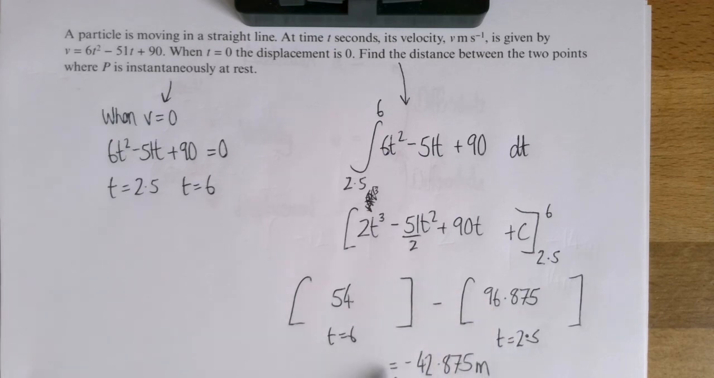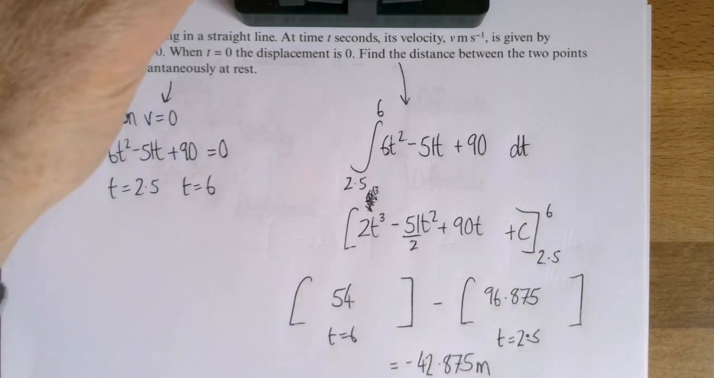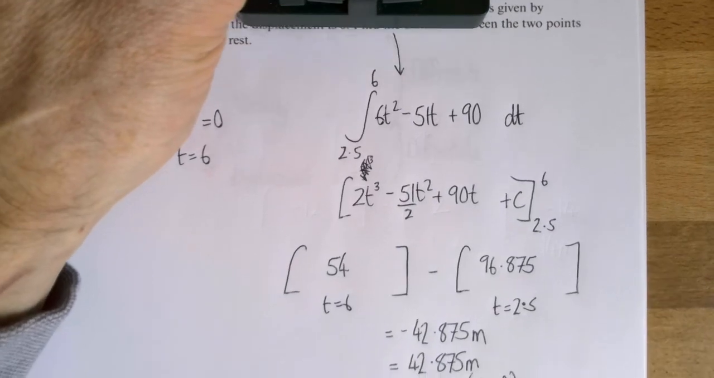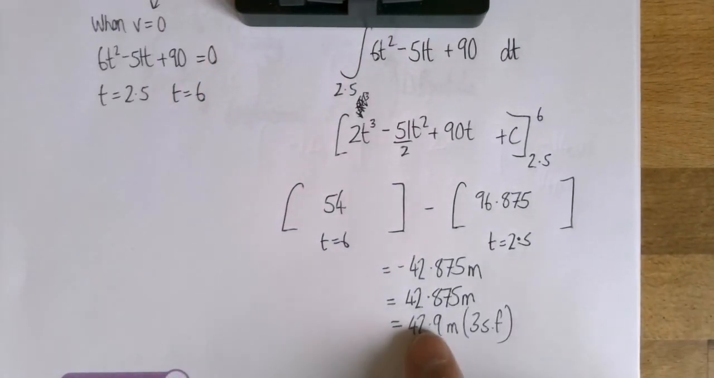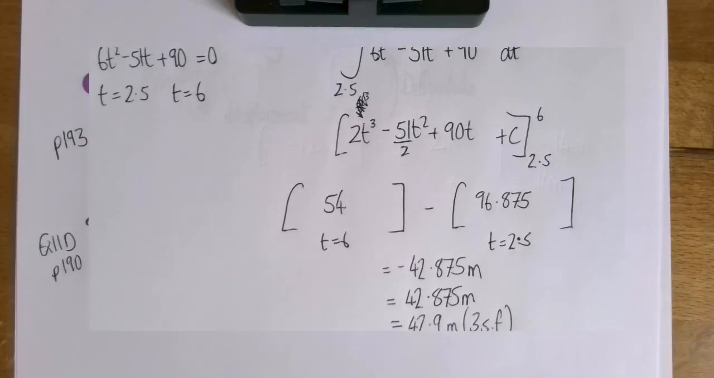So I've got minus distance again, but we already said, right, that just means it's under the axis. So in terms of the actual distance, that's the distance, and to be strict, we should be rounding to 3 significant figures by default, so that's my final answer.